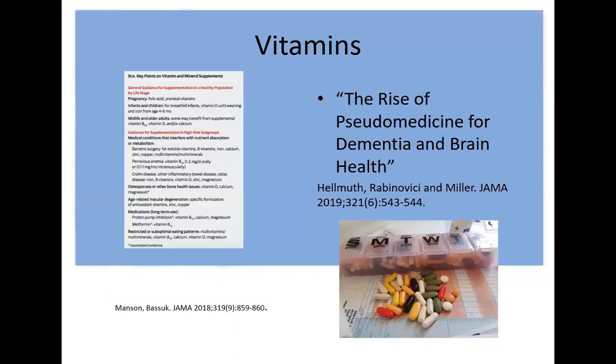What about vitamins? So there are some indications for vitamins. We all know about pregnancy and folic acid. All bariatric surgery, they all need vitamins. Patients who may have pernicious anemia, obviously, if they've got inflammatory bowel disease, they mentioned sideropenia, they might need iron, that sort of thing.